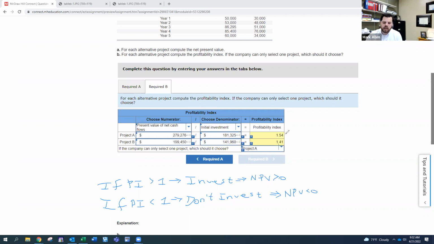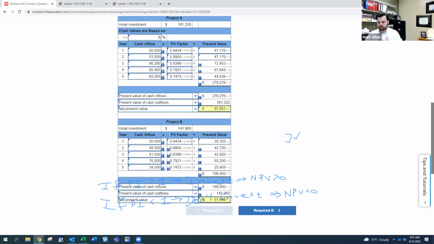And so in this case, both of these are actually good projects, and that shouldn't be a surprise. That's what we found by NPV. They should lean in the same direction. What might happen here, though, is in this case, project A had a much larger net present value. Let's go back and look at the real numbers here. It generated $98,000 worth of NPV as compared to project B, which only generated about $58,000 in NPV. And so at this point, it looks like A is much better.